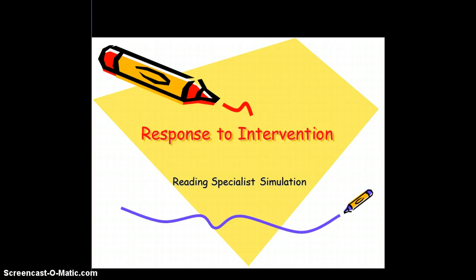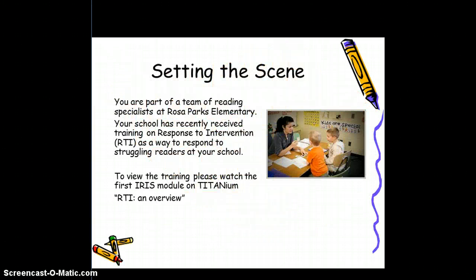And so most schools are using a response to intervention model now, or they are on the road to starting to use that if they've got a significant population of students that do need intervention, or they're looking to prevent some of these reading problems. So let's set the scene for a minute.